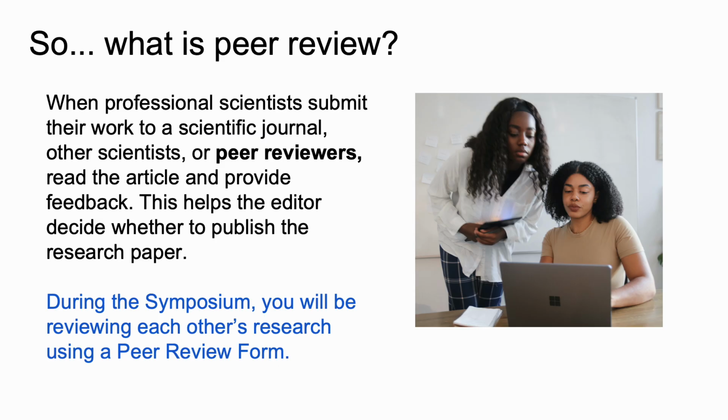What is peer review? When professional scientists submit their work to a scientific journal, other scientists, or peer reviewers, read the article and provide feedback. This helps the editor decide whether to publish the research paper. During the symposium, you will be reviewing each other's research using a peer review form.